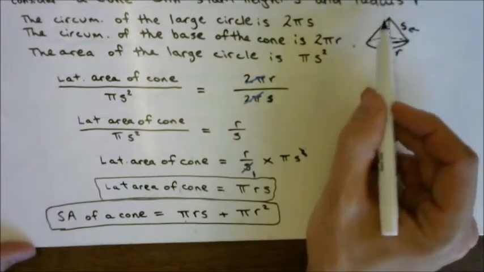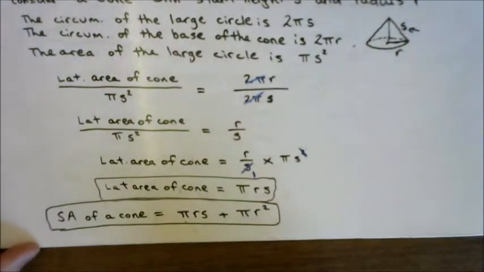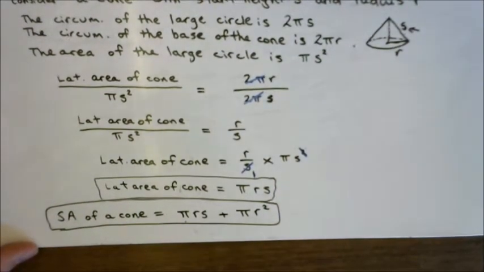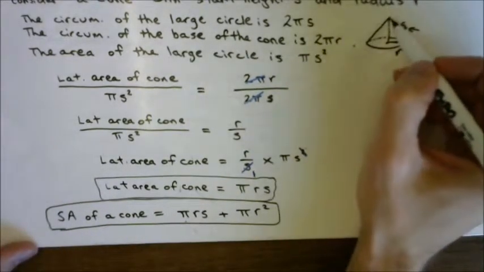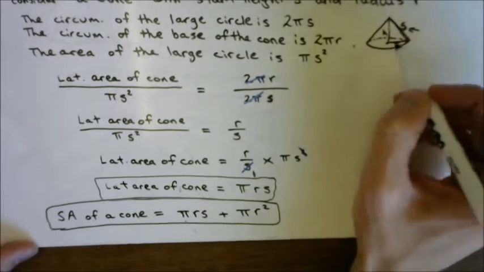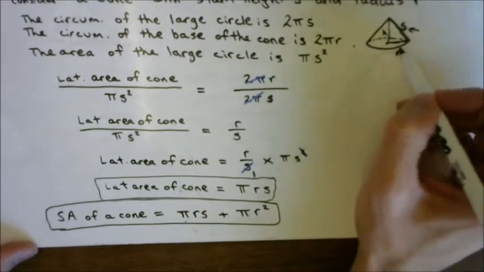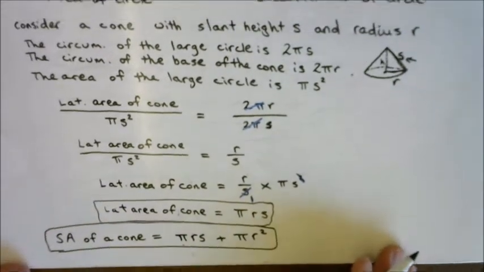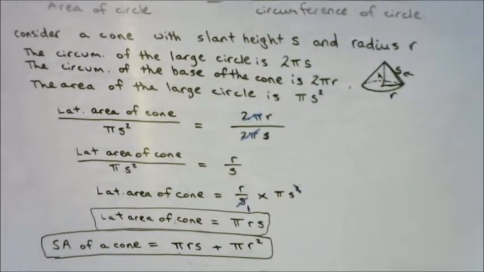Oh, isn't it the slope? It's not the slope. Slope is a measurement of the steepness of a line. It's called the slant height. Okay, it's not the height of the cone. That would be this guy. It's the slant height, and r is the radius. Okay, so this is the formula we're using. I would write that at the top of all of your homework pages, and let's start applying that now.